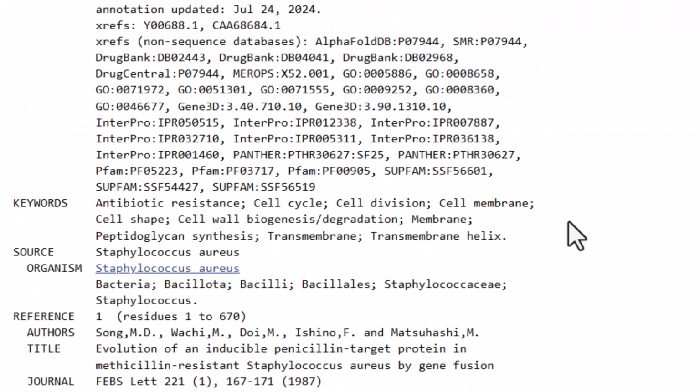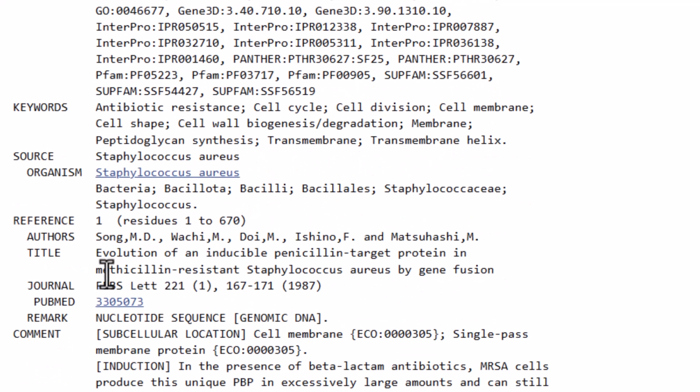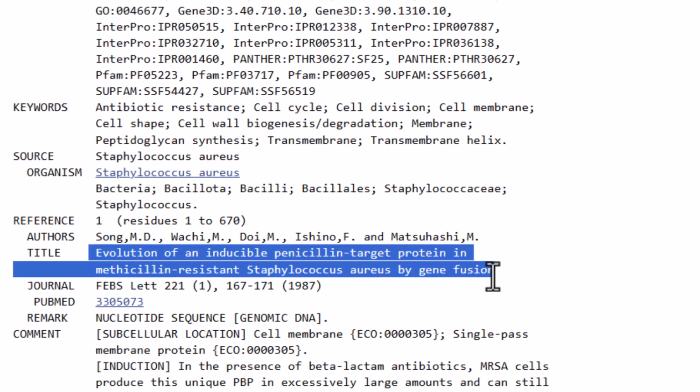Alright, there's a couple of papers here. Keywords: antibiotic resistance, cell cycle, cell membrane, and so on. So lots of good information. And this paper probably would be quite interesting to look at: Evolution of inducible penicillin targeted protein in methicillin resistant Staphylococcus aureus. So this is another clue. MRSA, methicillin resistant Staphylococcus aureus, is a part of this game.